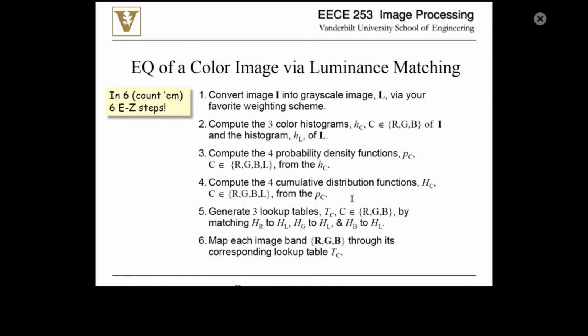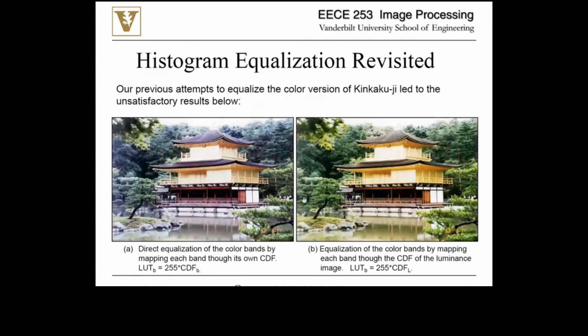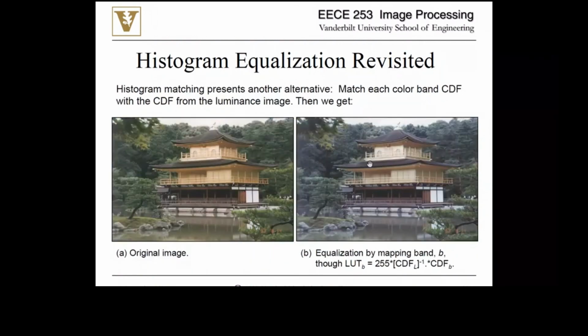So you can compare to the other two attempts that we had. This was histogram equalization using each one of the channels. This is histogram equalization using the Luminance as the transformation, and this is the one by matching the histograms of each one of the bands to the histogram of the Luminance. And this is the most naturally looking image, and it has better contrast.